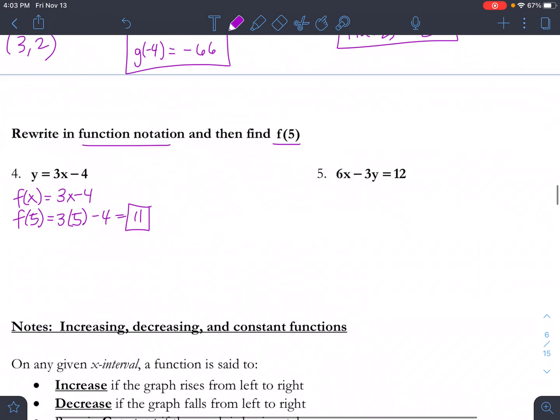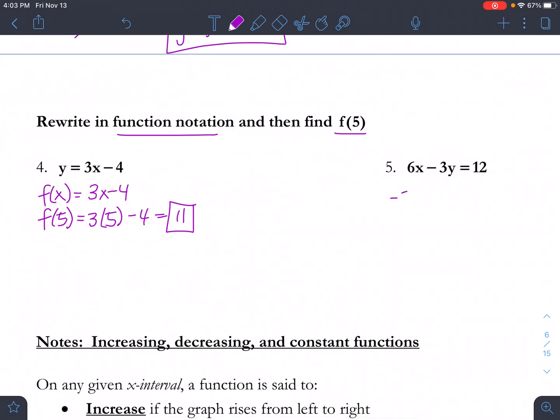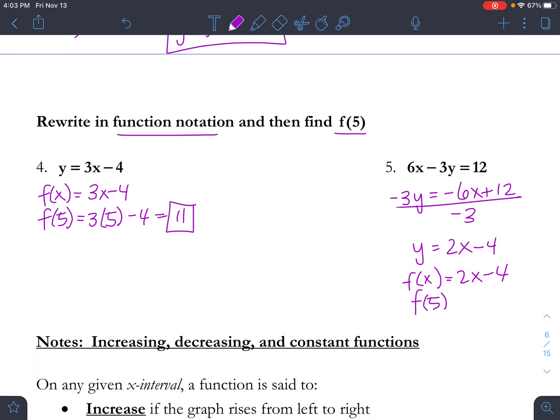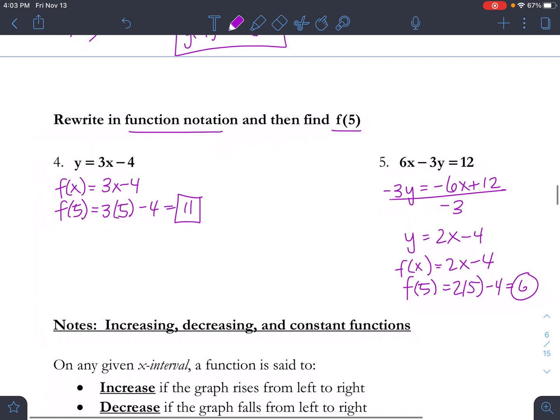All right, how about this one? Well, let's solve for y here. Negative 3y equals negative 6x plus 12. Divide by negative 3. Y equals 2x minus 4. The reason we're solving for y is we want to replace that with f of x, 2x minus 4. Okay, and now we're going to find f of 5. 2 times 5, 10 minus 4 is 6.